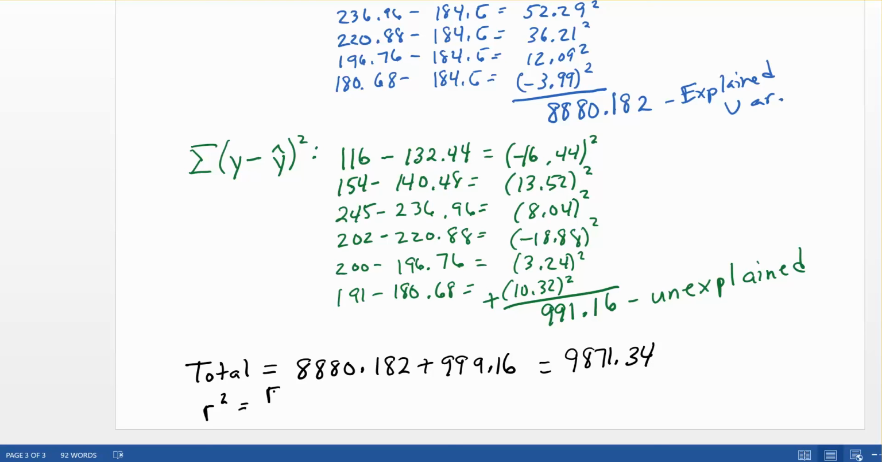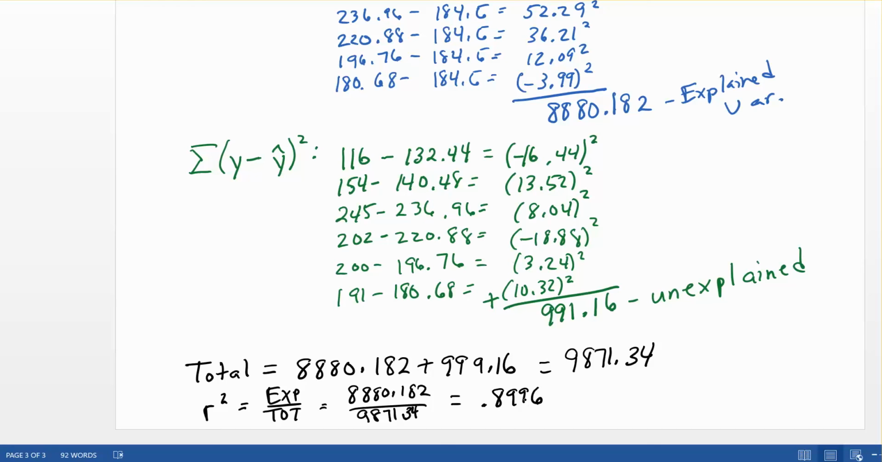And the last thing we wanted was an r squared value. And our r squared was the explained over the total variations. So our explained variation was 8880.182 divided by the total, 9871.34. And we get an r squared value of 0.8996. So nearly 90% of the variation in the data can be explained by the regression line, with just barely over 10% not being able to be explained by the regression line.